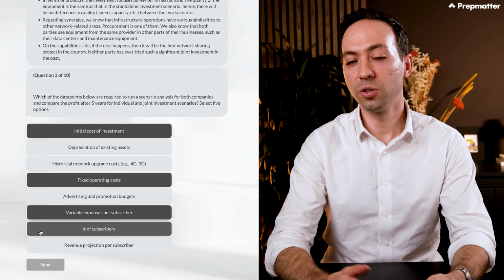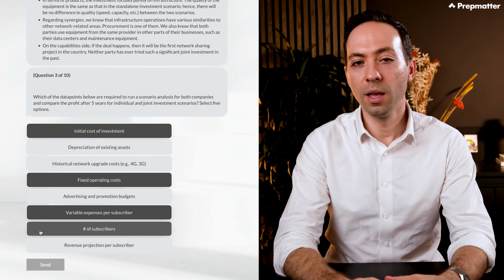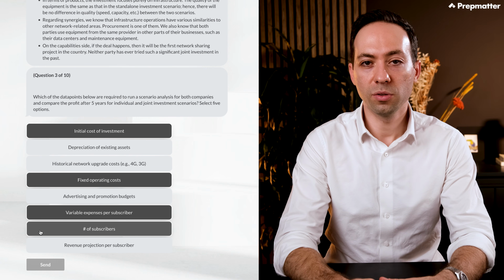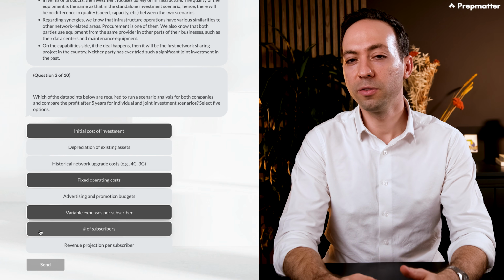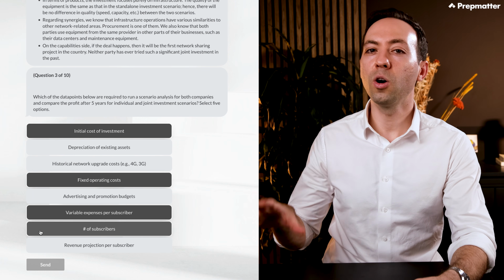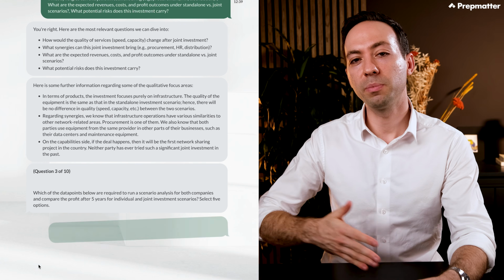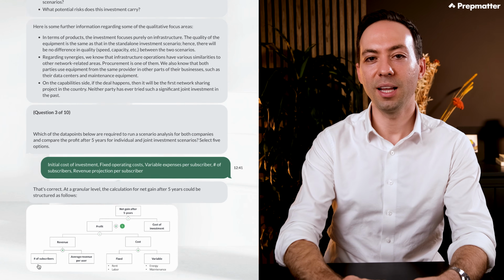So to summarize, we need to know the CAPEX and OPEX if you want to quantify the total cost savings, assuming there is no impact on the revenues. So if you only had to pick 4, I'd pick these. But since we can still select the 5th option, I'll go with the revenue projection per subscriber. It will help us quantify the profits of each player standalone and joint investment scenario.